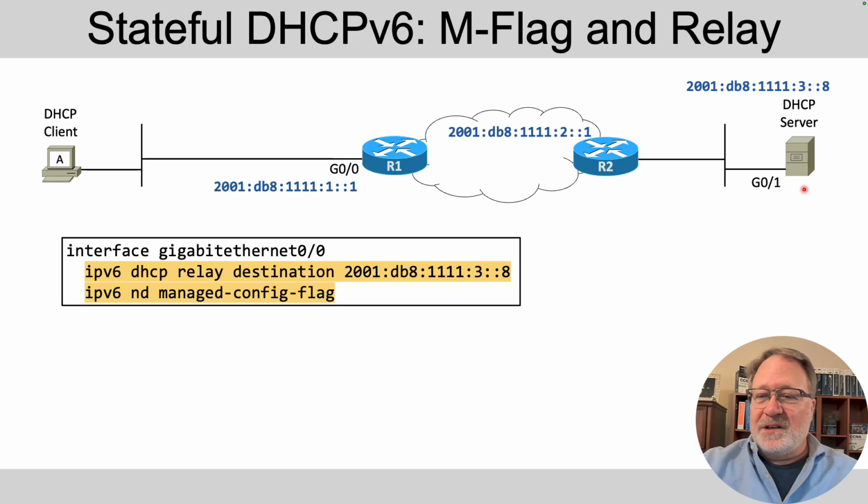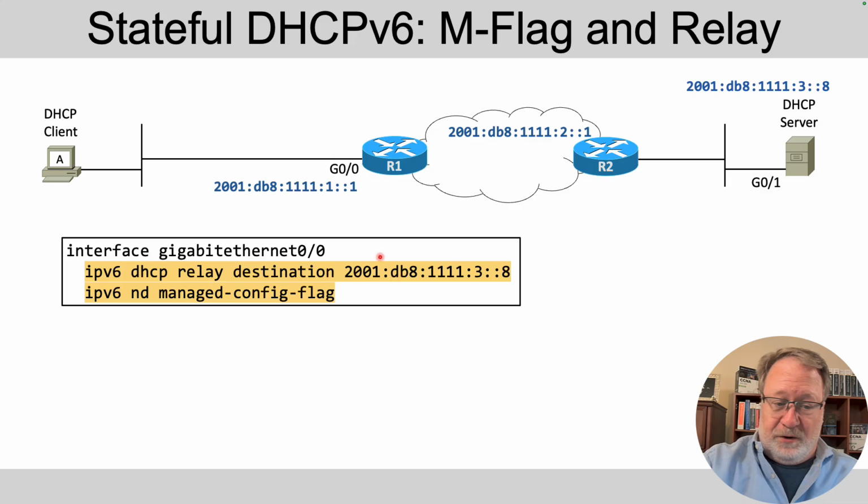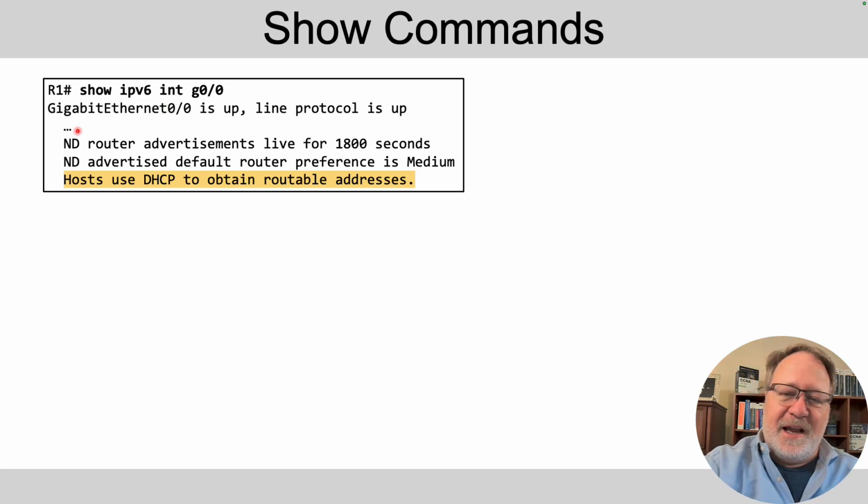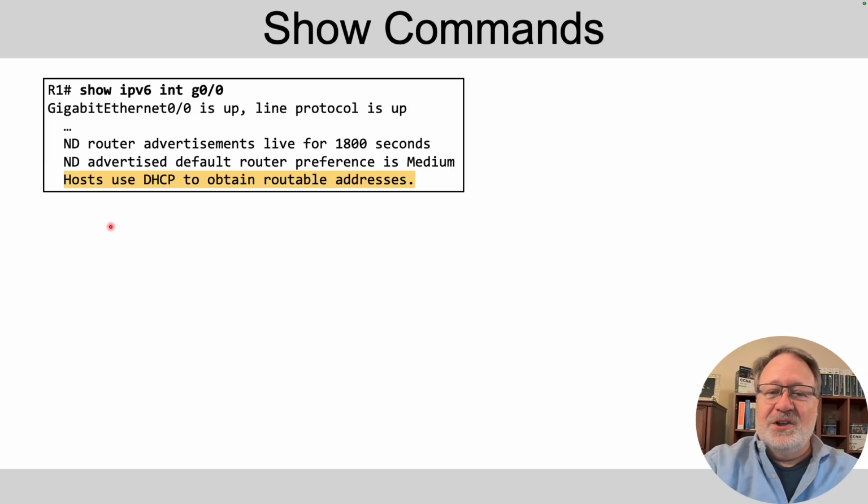Now, when you're looking around to confirm this, you can look straight at the configuration on router R1, but the show IPv6 interface command will give you a lot of lines of output, and if you skip down and you go to the very last line, or maybe the last couple of lines, you'll see this phrase, if you've configured to set the M bit.